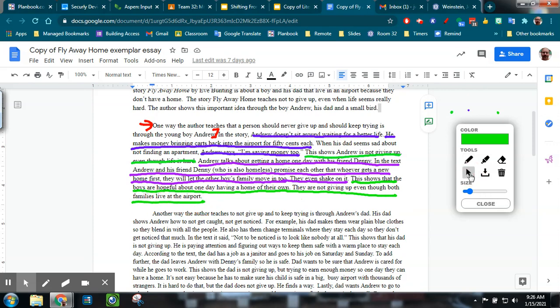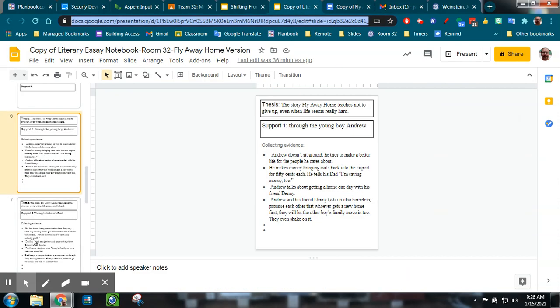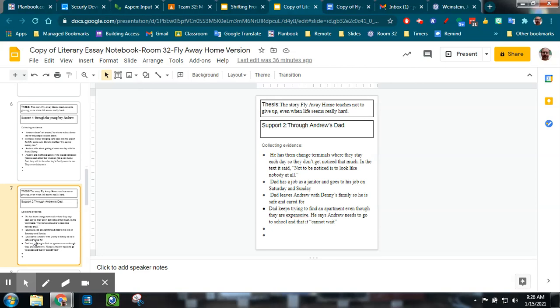So what you can see here is that I have my topic sentence that's highlighted in red. I have the evidence that comes from my graphic organizer, that's in this bluish purple. And then my words, my explanation of how it relates to the topic sentence and the thesis, that's in green. And then once I have this into a paragraph, I would go on to my next paragraph in my draft where I'm writing about Andrew's dad.